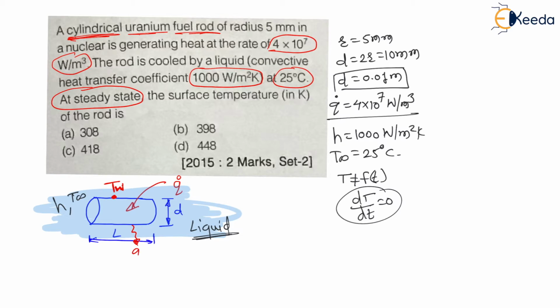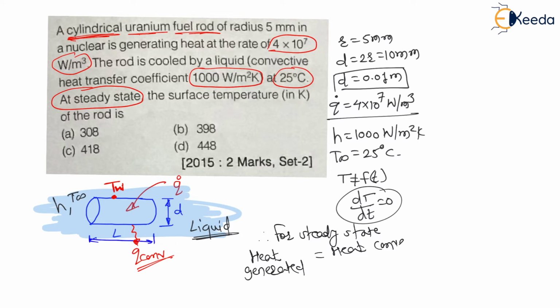Therefore, there will be a convection, Q convection, right? There is a uniform heat generation inside this rod, and the same amount of heat will be convected to the surrounding fluid. Therefore, for steady state condition, whatever may be the heat generated inside the rod must be equal to the heat convected to the surrounding fluid. The surrounding fluid is liquid here, right? This steady state equation we have to write.